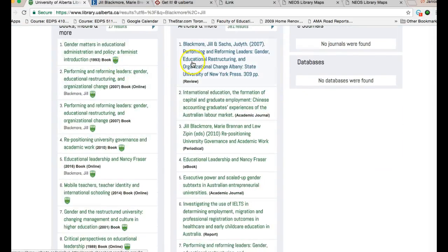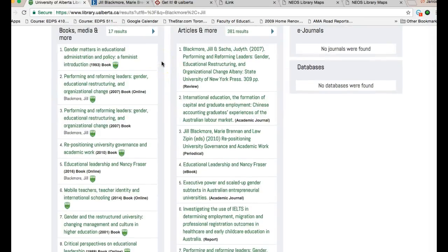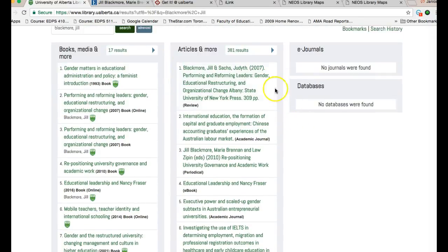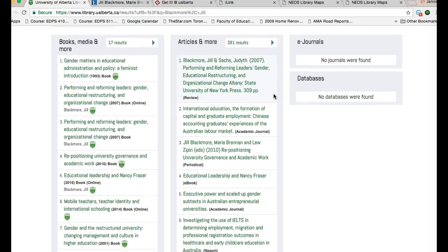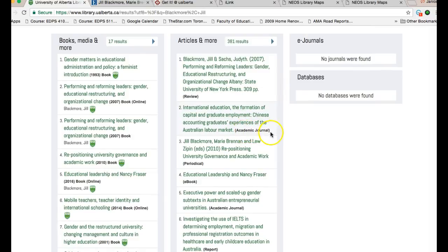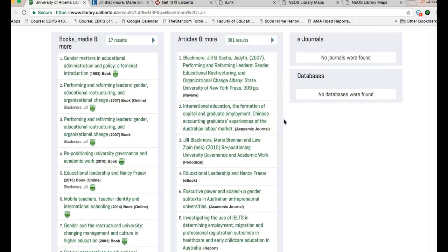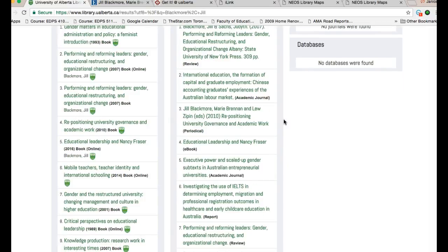over here we have listings of a lot of the books that she's written. But over here, what I find interesting is you'll see the article, and down here you'll see that this is a review of a book written by Jill Blackmore and Judith Sachs. And then we have an article that says academic journal. So when you're going to that article, then you'll know for sure that it's an academic journal article.